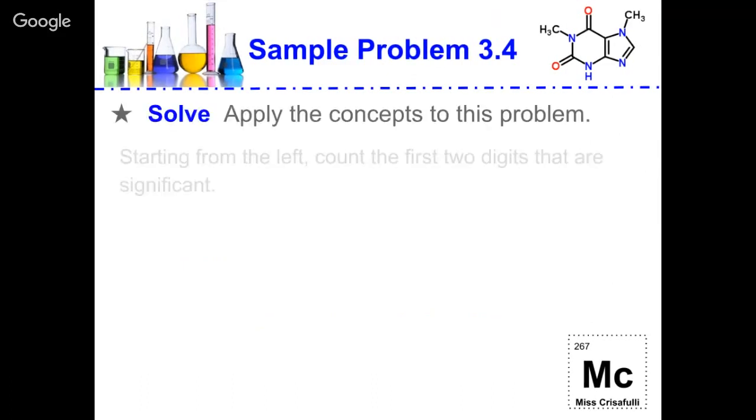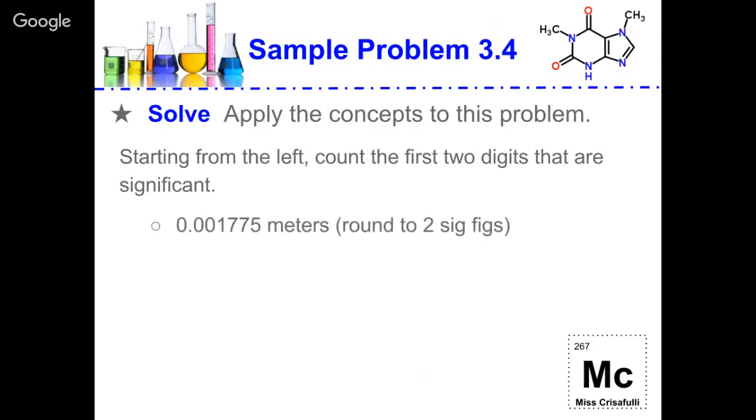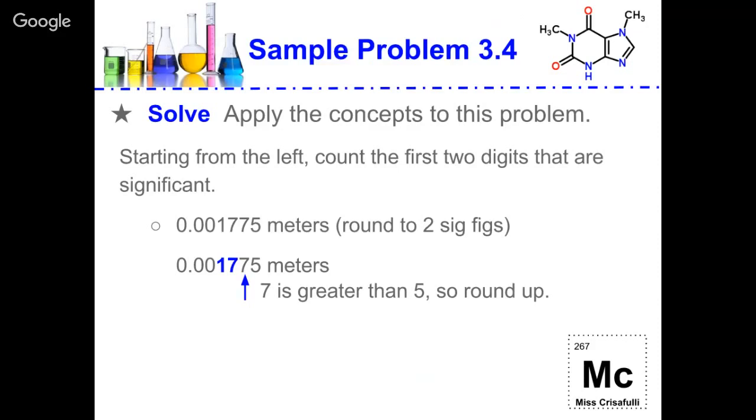Let's look at the next problem. We're going to start from the left and count the first 2 digits that are significant. So we're going to skip all the zeros in the front. And so 1 and 7 are significant. Now that 7 is greater than 5, so we're going to round up. So that means that this value is going to be 0.0018 meters, and we're going to change that into scientific notation. So it's going to read 1.8 times 10 to the minus third meters. Remember, this has a negative exponent in scientific notation because this value is less than 1 when we have it in expanded notation.